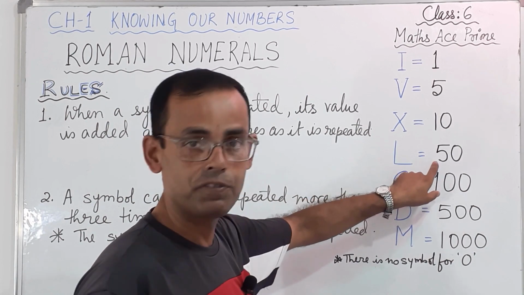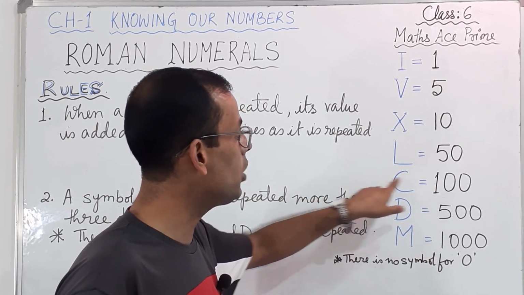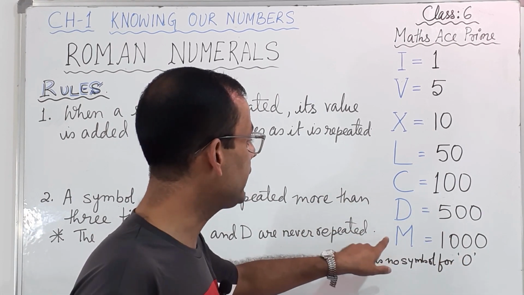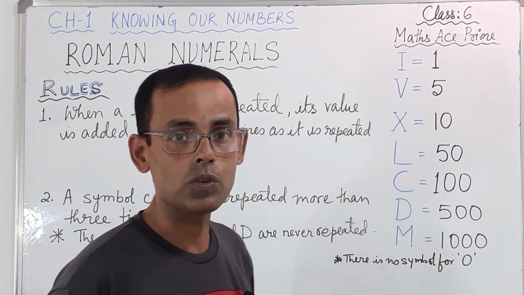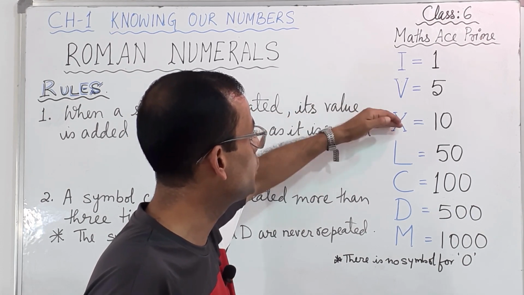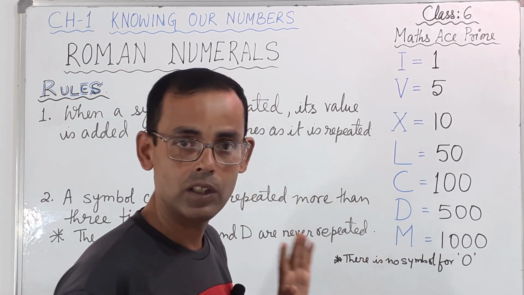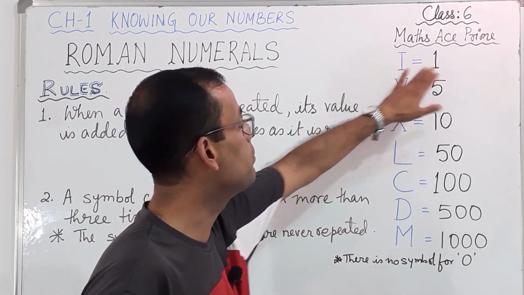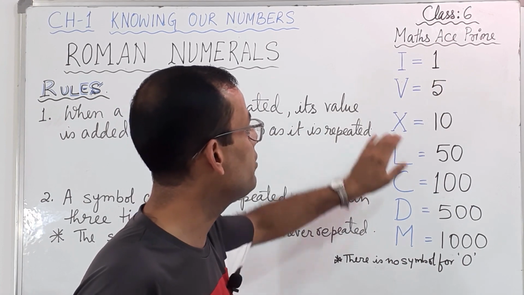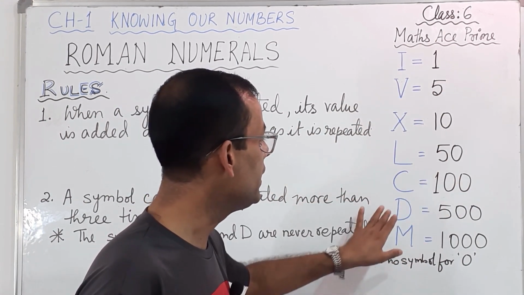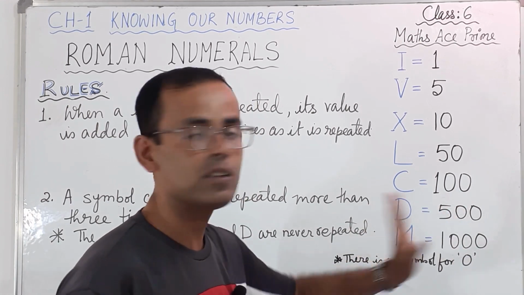Then capital C is 100. Then capital D is 500. And capital M is 1000. So these are the 7 symbols: 1, 2, 3, 4, 5, 6, 7. And their values are also given: I means 1, V means 5, X means 10, L means 50, C means 100, D means 500, M means 1000.